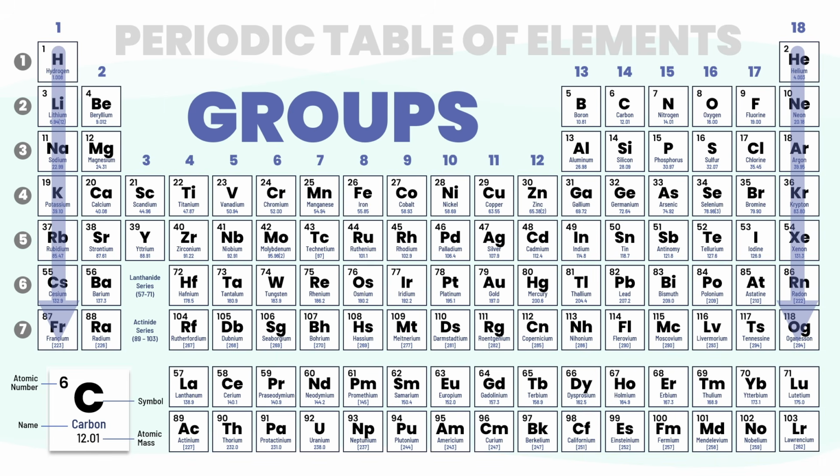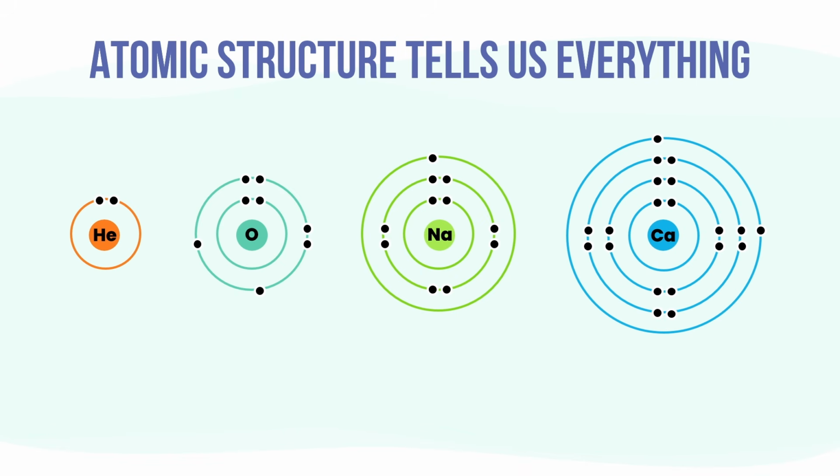The answer isn't on the table, it's inside the atom. Let's take a closer look at how atomic structure helps us understand the periodic table. Here we have 4 elements: helium, oxygen, sodium, and calcium. Notice how their electrons are arranged in orbits or shells around the nucleus. Helium has 1 shell, oxygen has 2, sodium has 3, and calcium has 4.